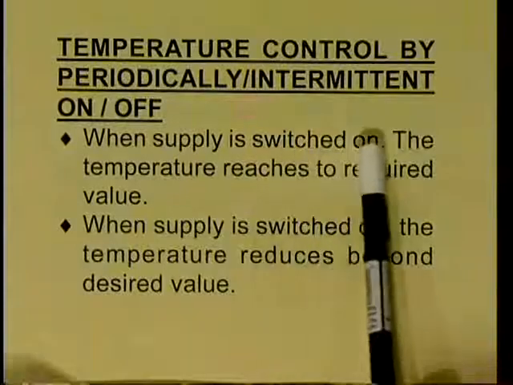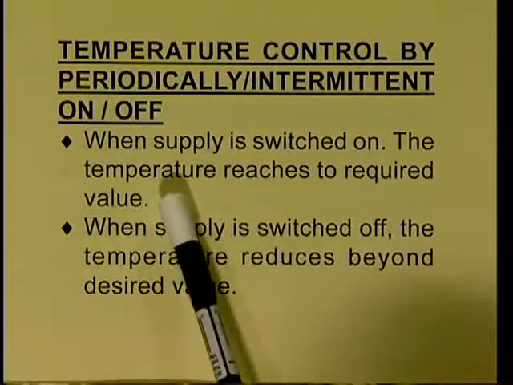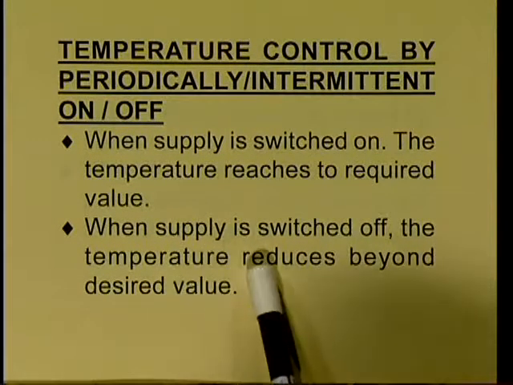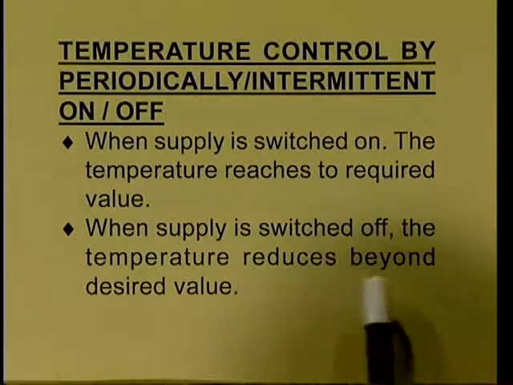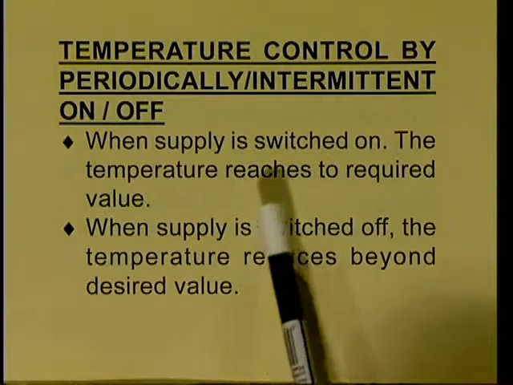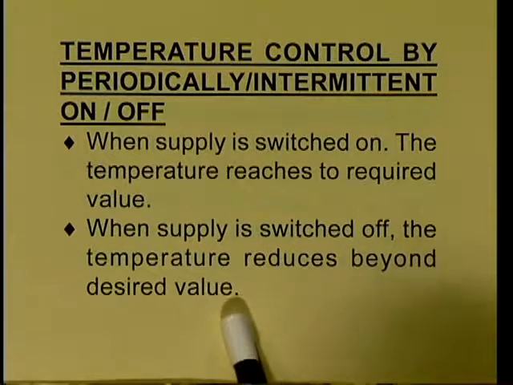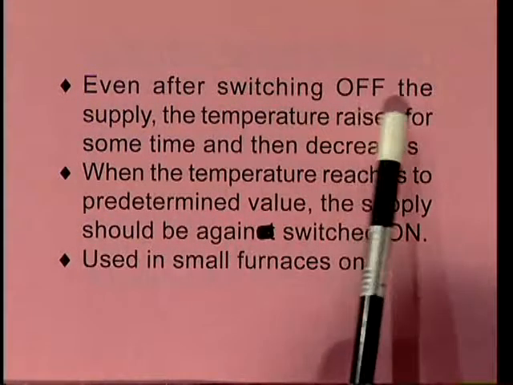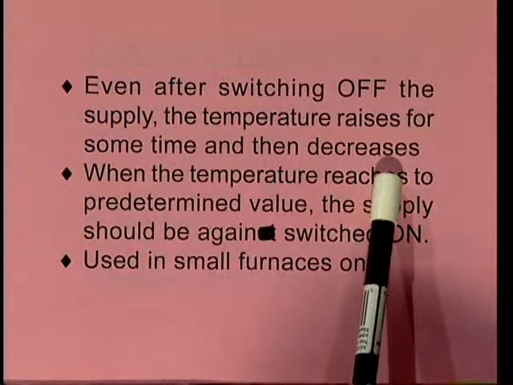So you can see, temperature control by periodic intermittent on-off. In this method, when supply is switched on, the temperature reaches the required value. When supply is switched off, the temperature reduces beyond the desired value. Even after switching off the supply, the temperature rises for some time and then decreases.